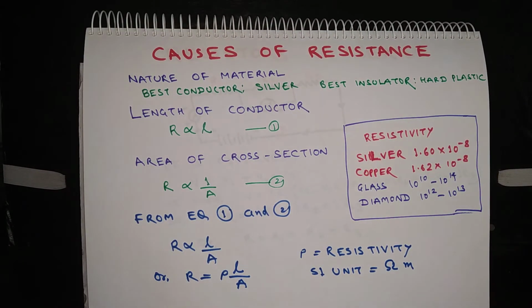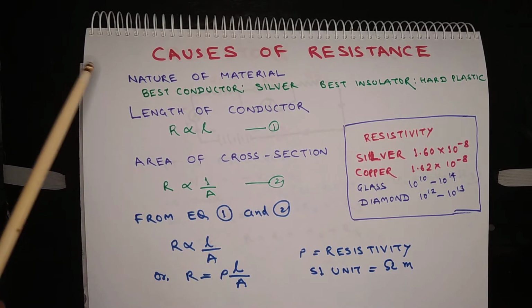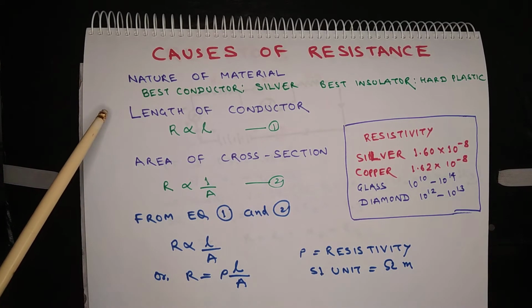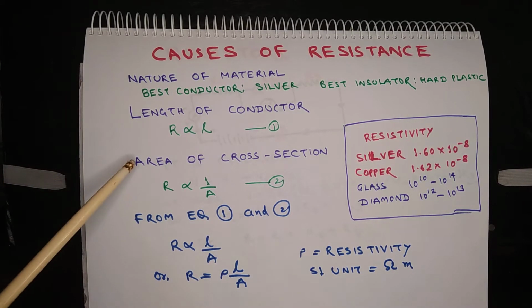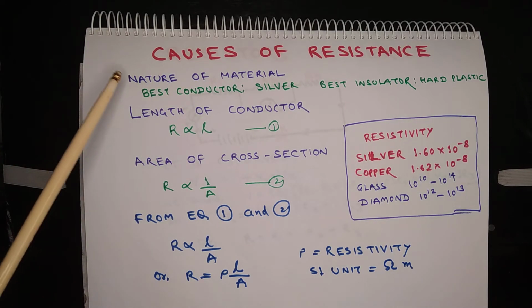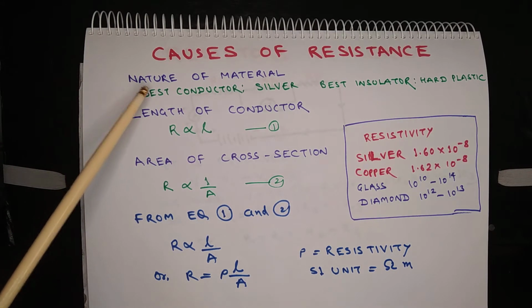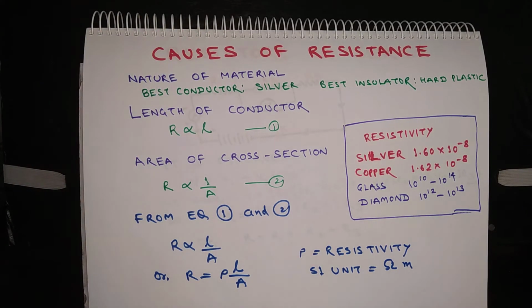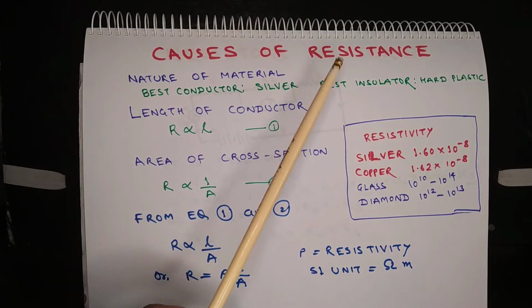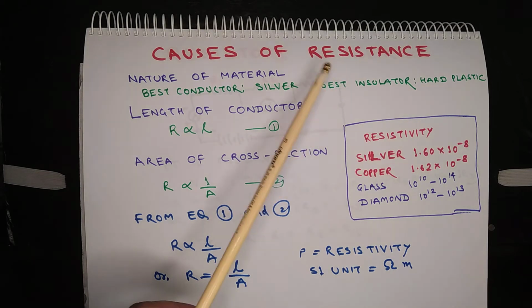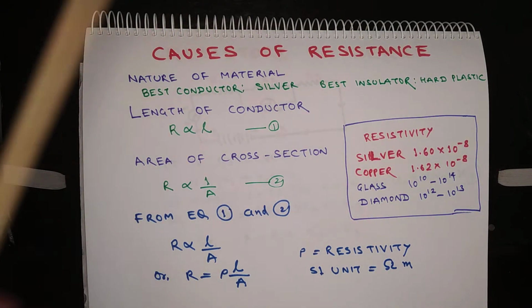Causes of resistance. There are many causes of resistance. Number one is the nature of the material. Number two is the length of the conductor, and number three is the area of cross section. Silver is considered to be the best conductor because it offers the least resistance, and one of the best insulators is hard plastic because it offers the maximum resistance.